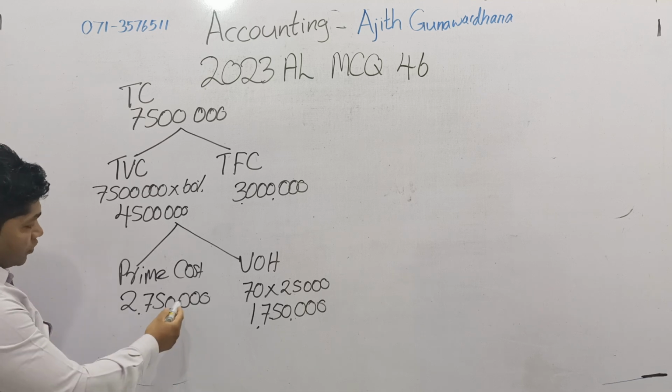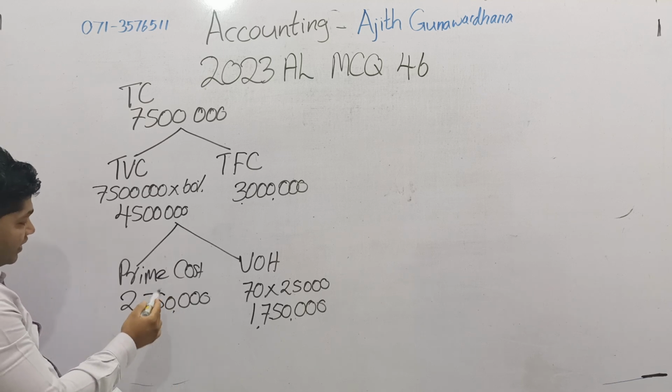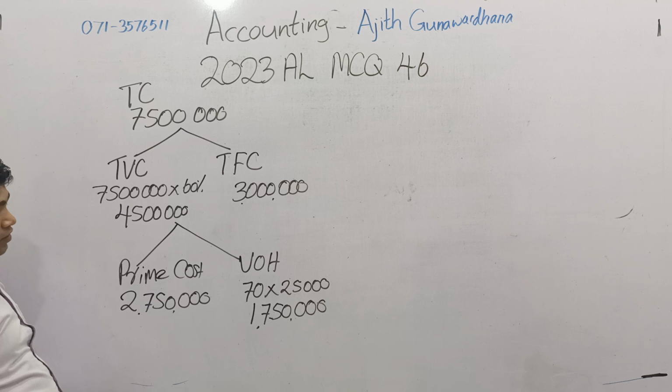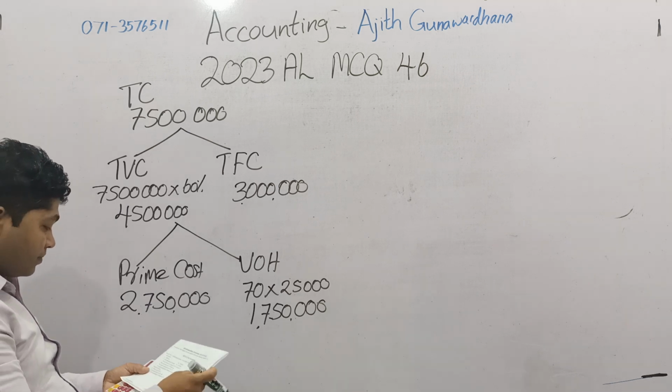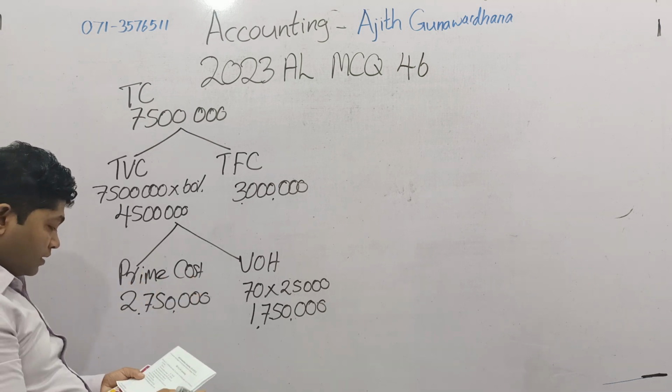Then requirement one asks for prime cost per unit. Therefore, this total prime cost is divided by quantity, and prime cost per unit can be calculated.